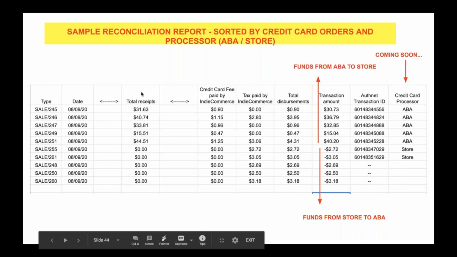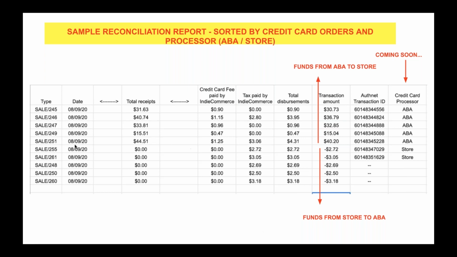The next thing is we are trying to make the reconciliation report slightly better. This is the sample reconciliation report. I removed some of the columns that are not necessary for today's presentation. We are going to add a column here, so for every transaction, it will say whether it is using ABS processor or the store's processor. So this column is coming. And this can be downloaded as a spreadsheet. So if you sort it by the credit card processor, then you can see that these are all the orders that were processed using ABA's credit card processor, and these are all the orders processed using the store processor.